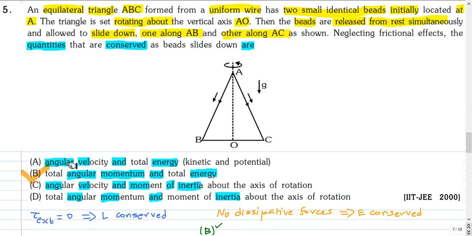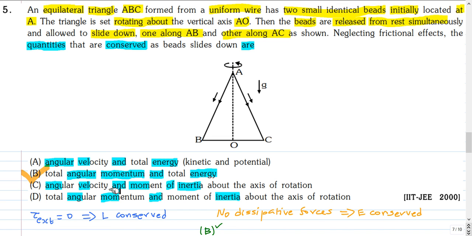Option A says the angular velocity and total energy are conserved. As the beads slide down, the moment of inertia about this axis will keep on increasing because the mass is getting more distributed, and I omega is conserved. Since I is increasing, the angular velocity omega will decrease. So option A is not true.